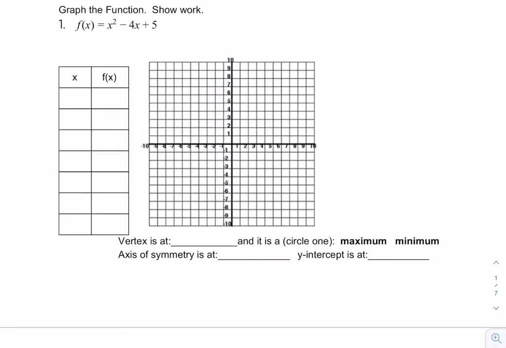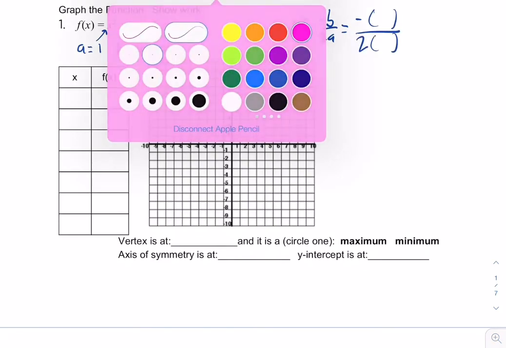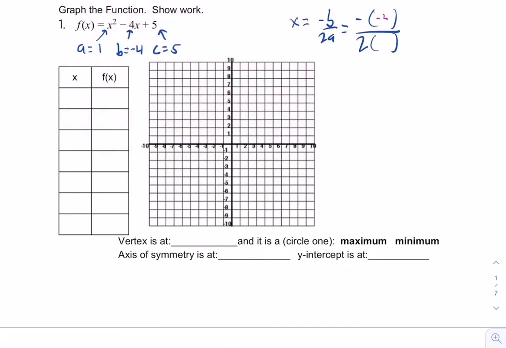Okay, so number 1. So same thing, identify what the A is. So A is the coefficient of x squared, which is 1. B is -4. C is the number at the end, 5. And do the same thing, x equals -b over 2a. All right, so your b is -4. A is 1. When we calculate that, we have 4 over 2, which is 2. So x value of vertex is 2.